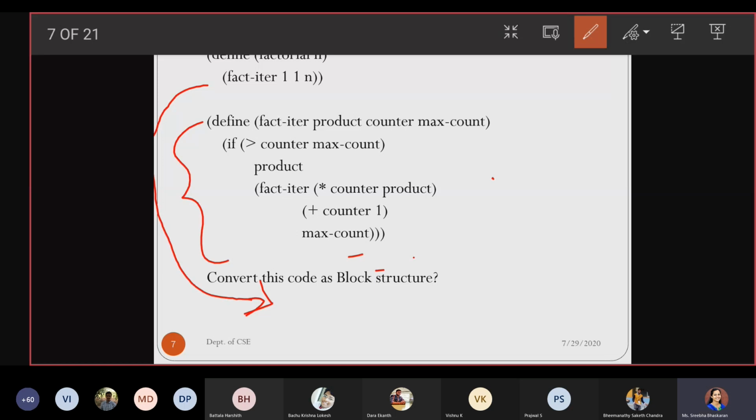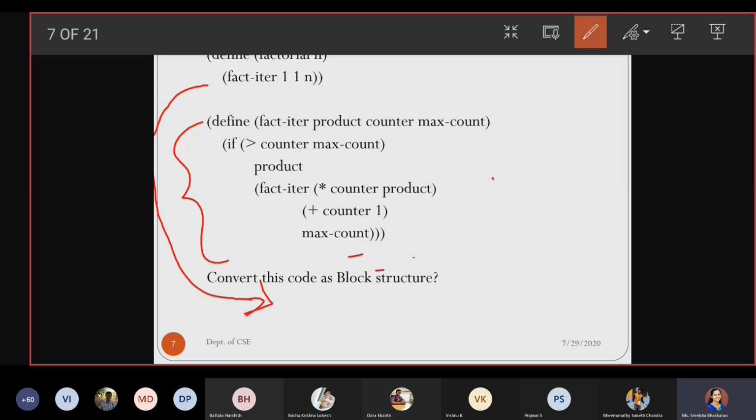So in the factorial procedure, we have one argument, which is n. In the fact ITR procedure, we have three arguments: one is product, the other is counter, and the other is max counter. Max counter is used just for identifying whether the counter has crossed the limit or not, whether we can stop it or not. For that purpose only, you are maintaining the max count.